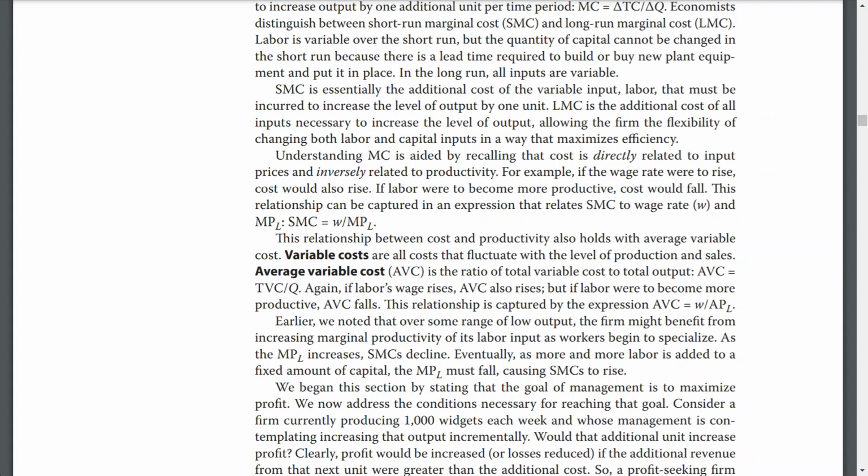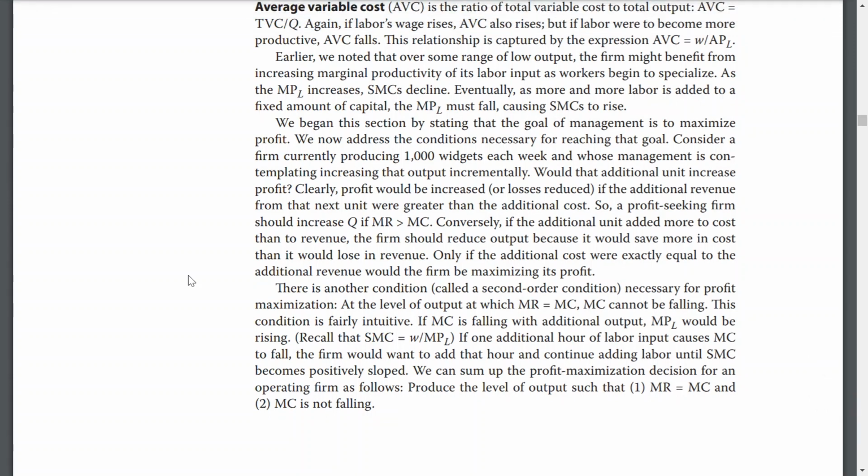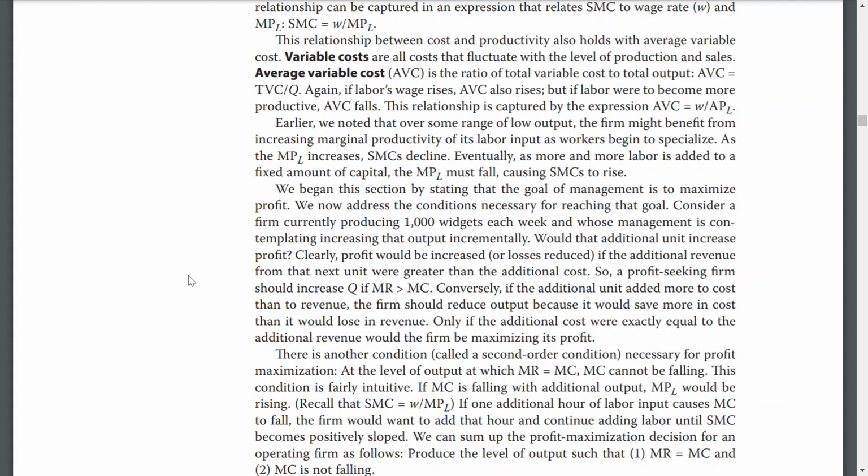This relationship between cost and productivity also holds with average variable costs. Variable costs are all costs that fluctuate with the level of production and sales. Average variable cost, AVC, is the ratio of the total variable cost to total output. AVC equals total variable cost divided by quantity. Again, if labor wages rise, AVC also rises, but if labor were to become more productive, AVC falls. The relationship is captured in an expression like this.